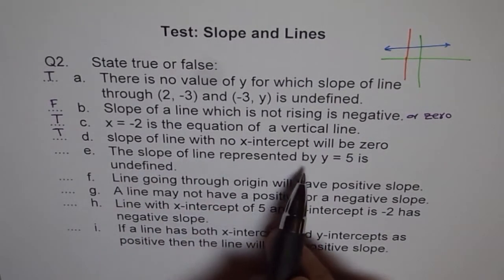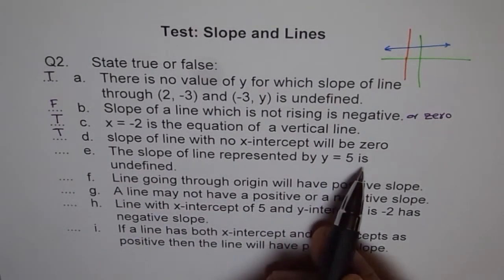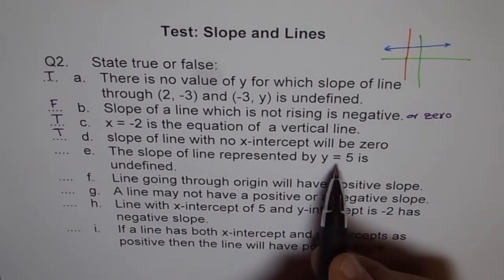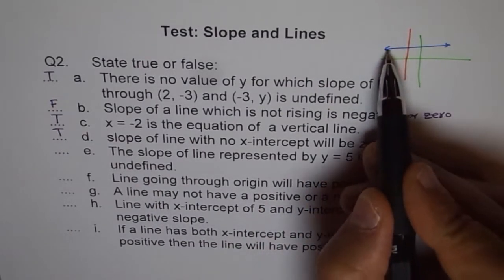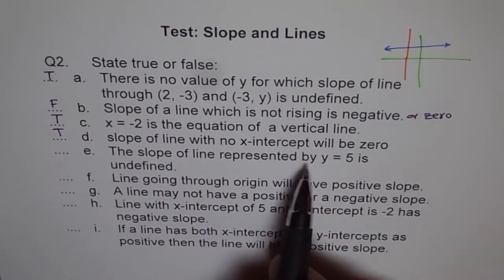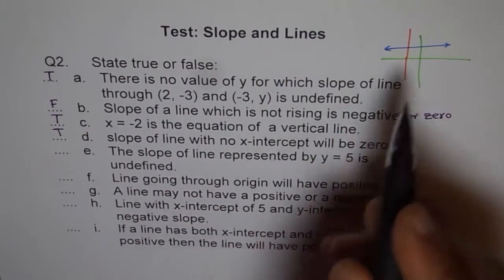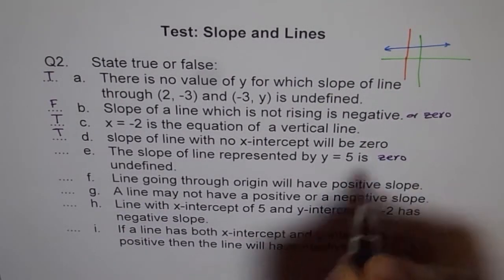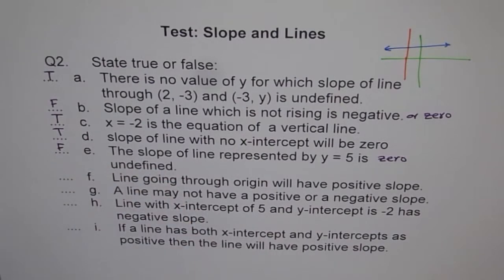E. The slope of a line represented by y equals 5 is undefined. y equals 5 is what? It is a horizontal line like this. Do you see that? So is the slope undefined? No, it is 0. It is not undefined, but it is 0, right? So this statement is false.